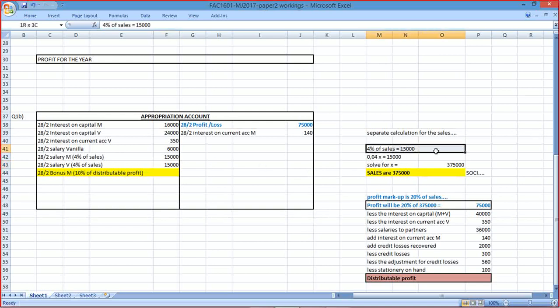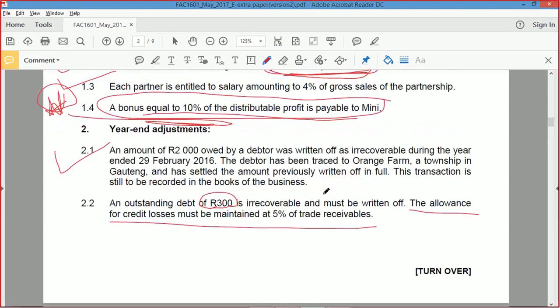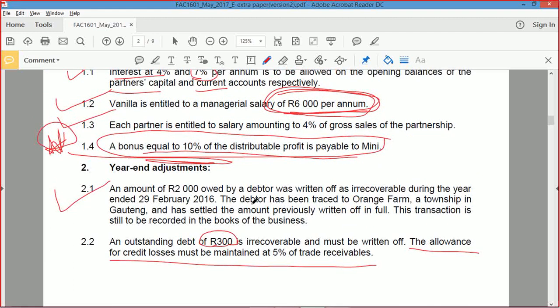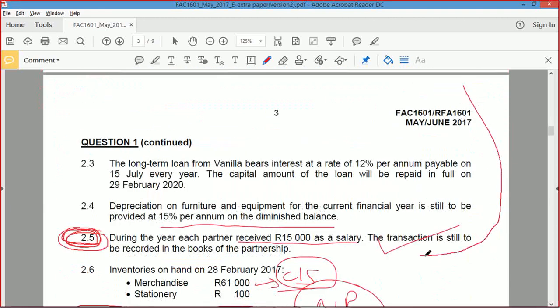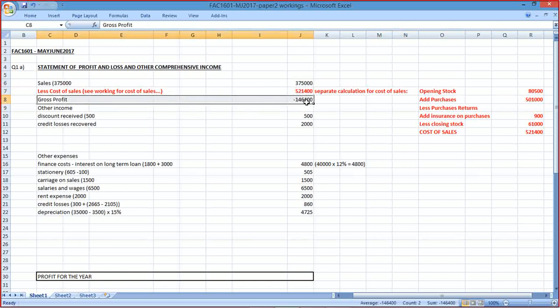Okay, so 4% of sales, which we worked out as 15,000. So that gave us the 375, which is fine. So 375 was the percentage of the sales that we had in the question, because they tell you that each partner is entitled to a salary amounting to 4% of the gross sales of the partnership. So that definitely would relate to what we saw here at the bottom. As I said, it's not going to balance off because of this discrepancy here in terms of landing up with a loss, not a profit.